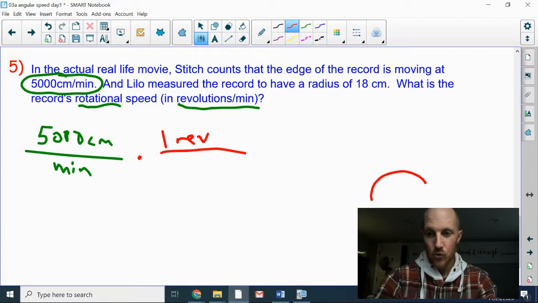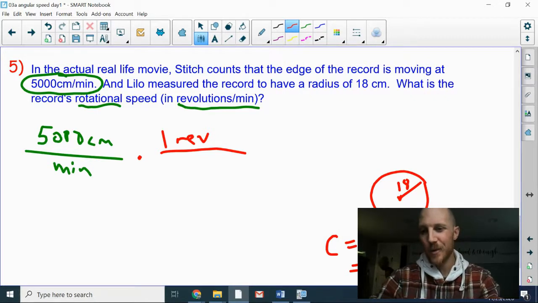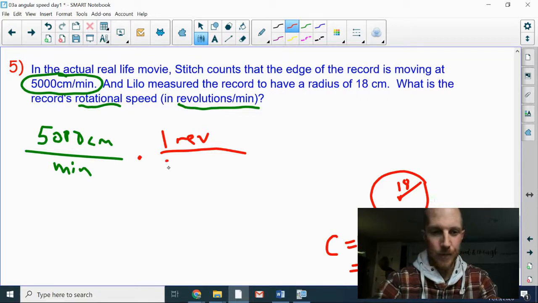So let's pretend this is my record player. Here's the center. Lilo measured the record to have a radius of 18 centimeters. So circumference 2 pi times 18, which if I do some mental math, that's going to be 36 pi centimeters. And maybe I don't want to leave pi in there, but I can take care of that later. You can multiply the 36 times the pi now or later.